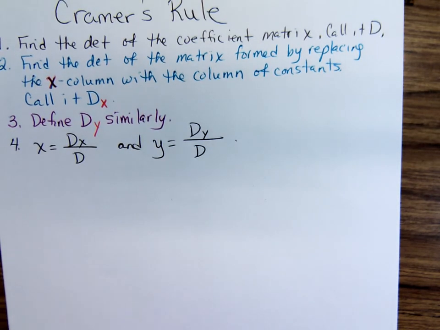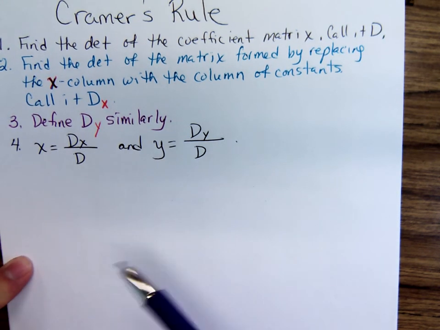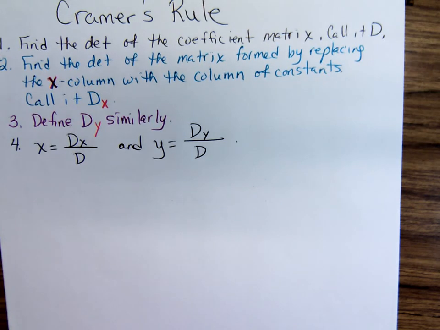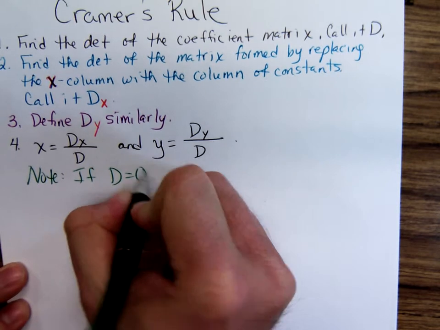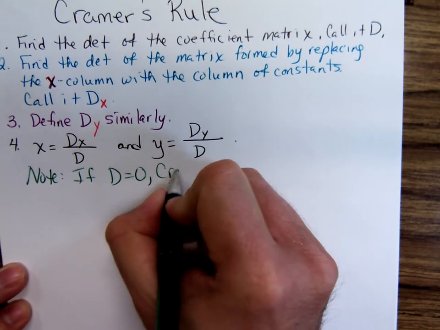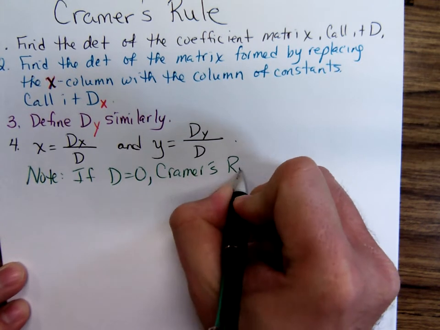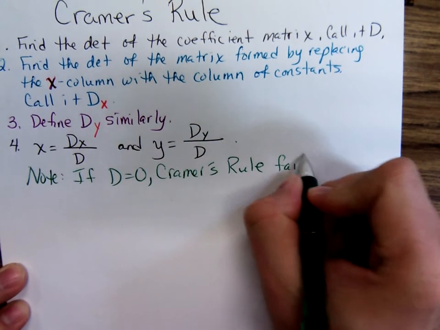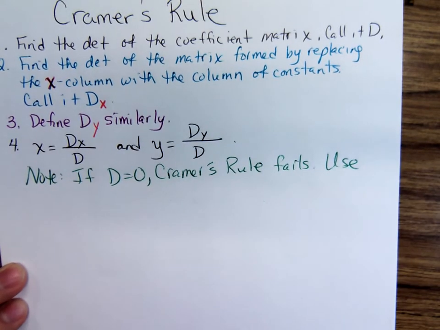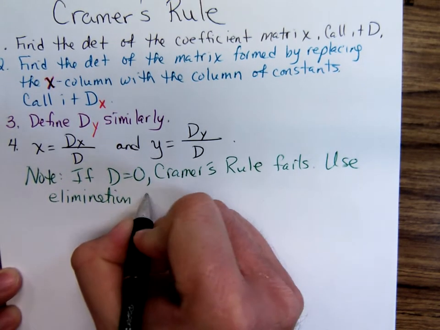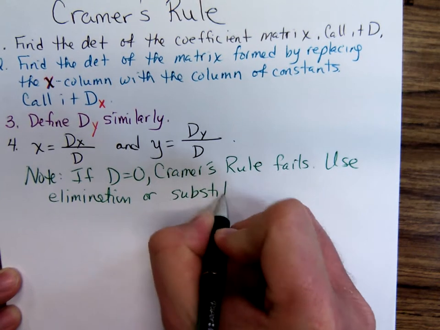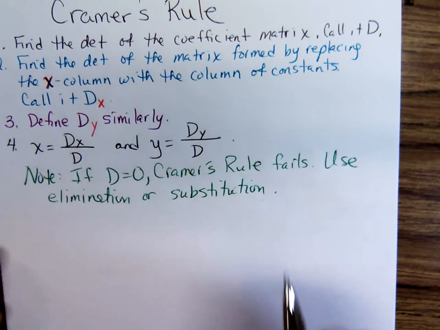Now, whenever we have fractions like this, there's a slight problem if you have a zero in a denominator. So let's make a note. It's possible that Cramer's rule can't be used. Note, if D equals 0, Cramer's rule fails. So you can't use it then. What would you have to do to find a solution? Well, then you're going to have to go back to elimination or substitution.